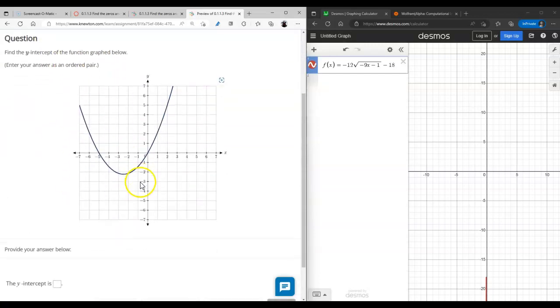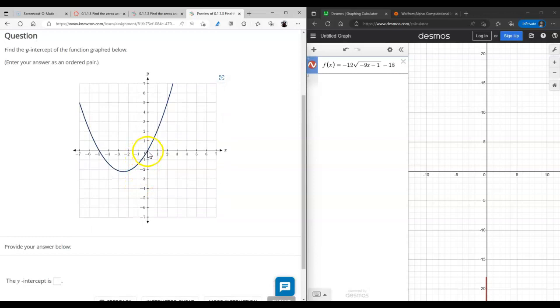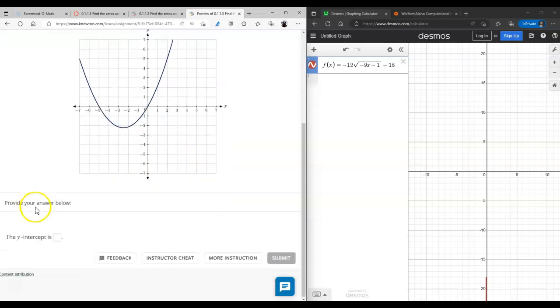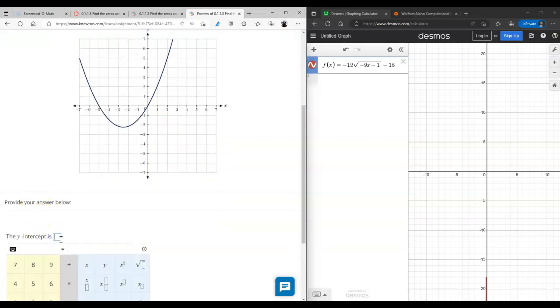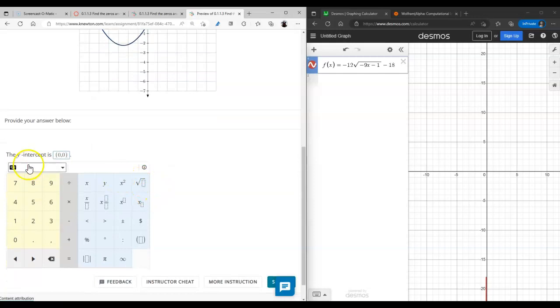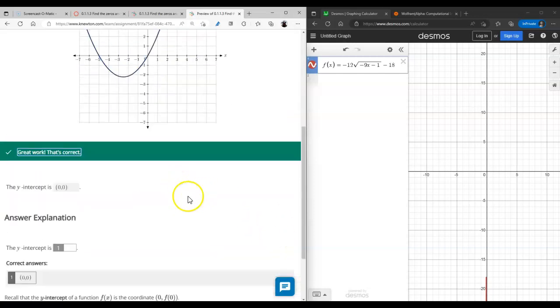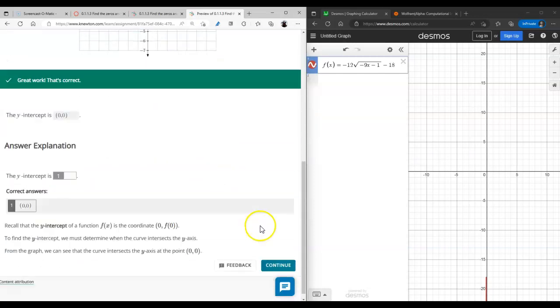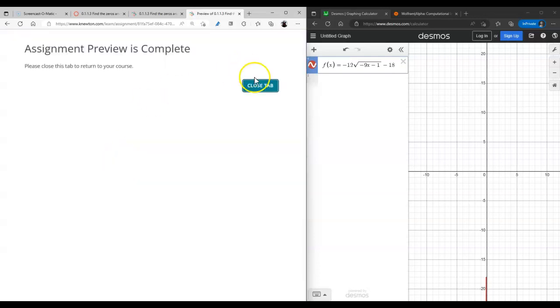Next question, find the y-intercept. The y-intercept is the output when the x is equal to 0, so in other words, it's where the graph intersects the y-axis. And I'm not going to make the same mistake twice. The origin is the right answer. Let's continue. Oh, we're done.